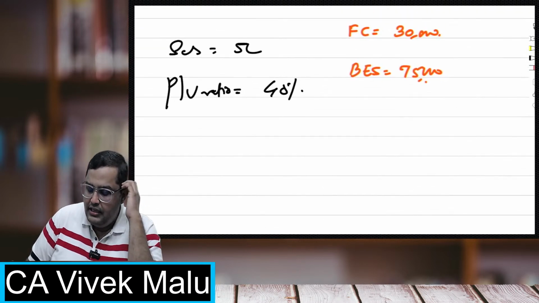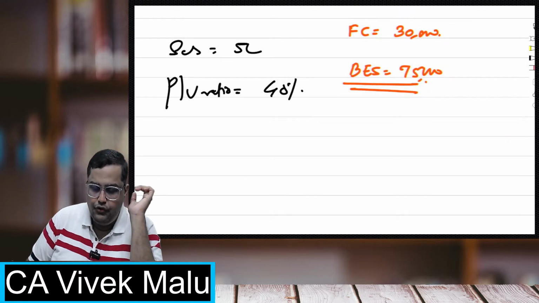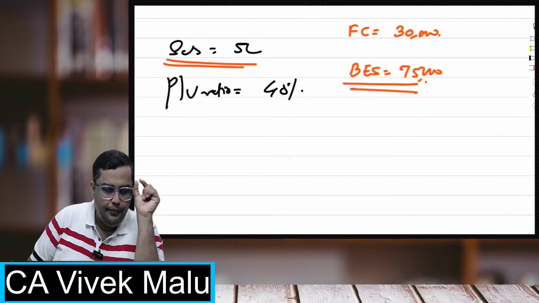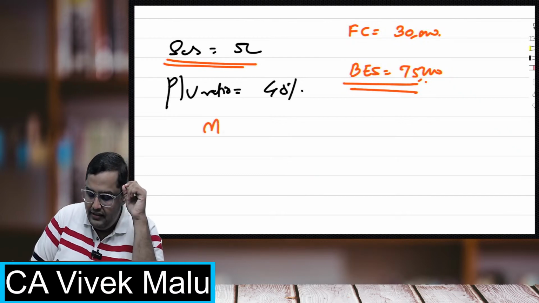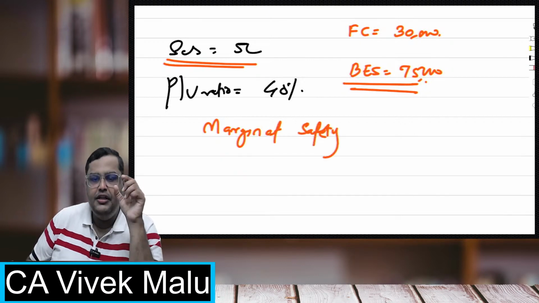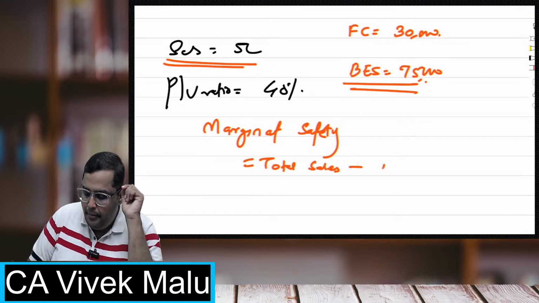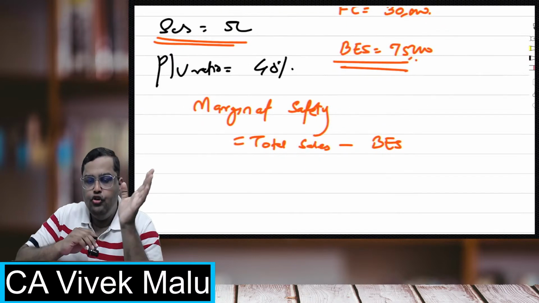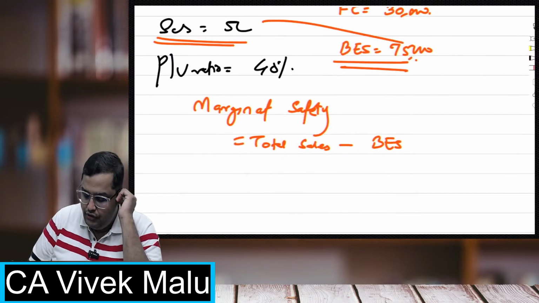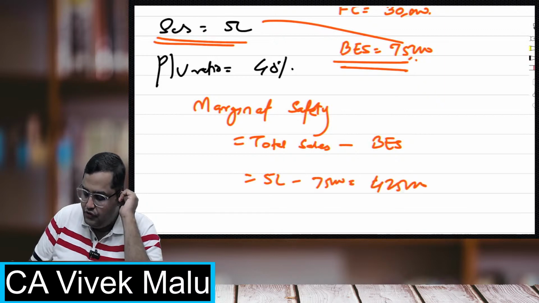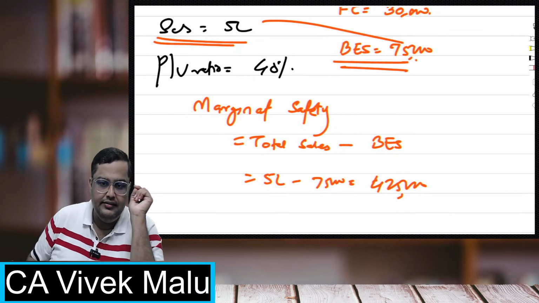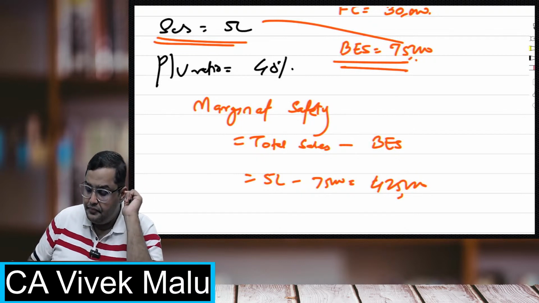Okay. Now, break-even sales are 75,000 rupees. Total sales are 5 lakh rupees. What is this excess called? The excess is called margin of safety. Margin of safety means total sales minus break-even sales. So 5 lakh minus 75,000 will give you 4 lakh 25,000 as the margin of safety sales.